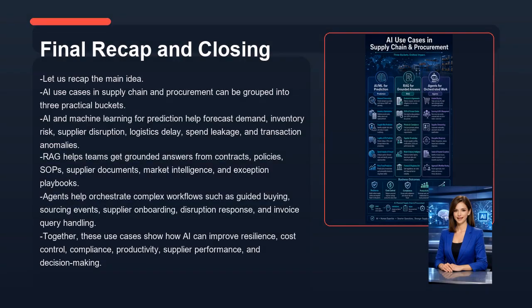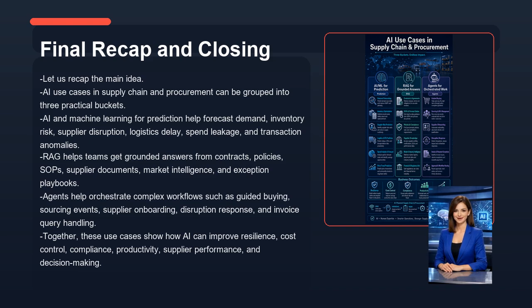Now let's look at the final recap and closing. Let us recap the main idea. AI use cases in supply chain and procurement can be grouped into three practical buckets. AI and machine learning for prediction help forecast demand, inventory risk, supplier disruption, logistics delay, spend leakage, and transaction anomalies.